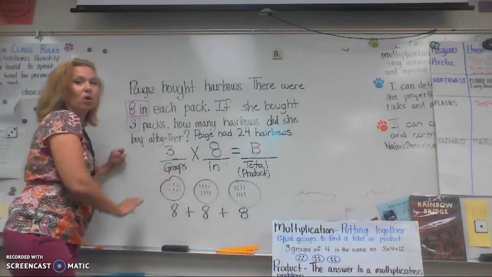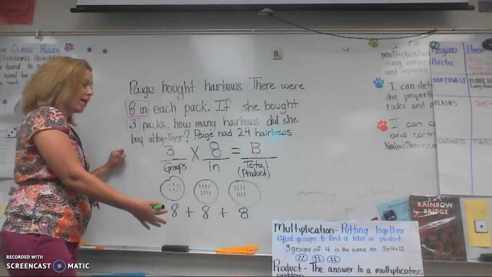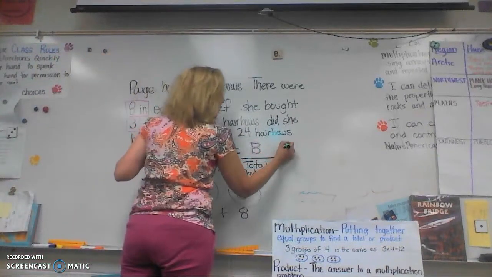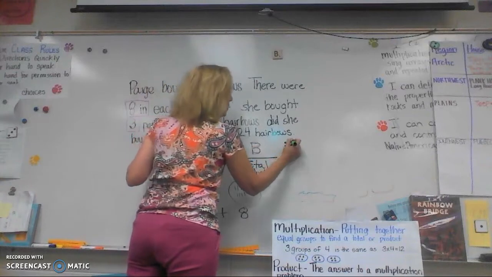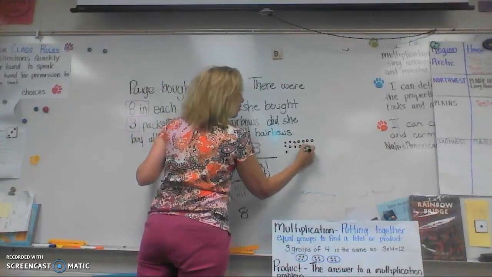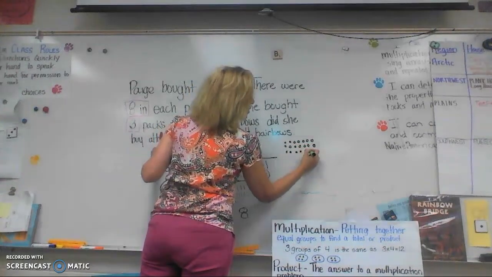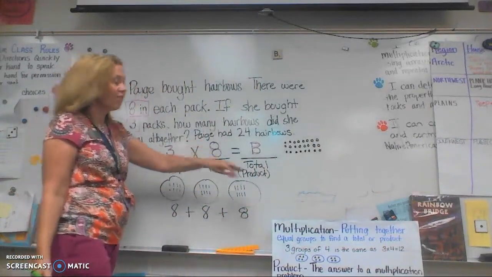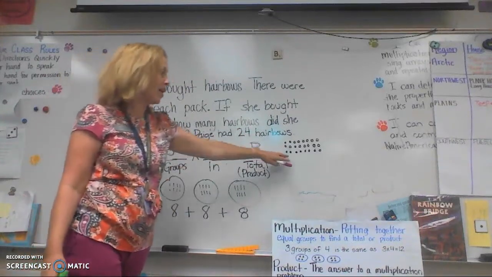Have your students represent it with equal groups, or they could do an array. If this looked like an array, I would have 3 groups. So I would have 1, 2, 3 groups, and every group would have 8. It will still give us the same answer of 24 hair bows, even though we've done it as an array.